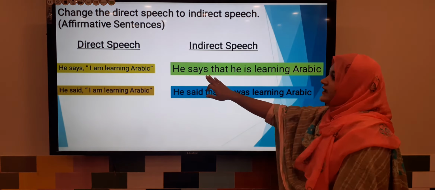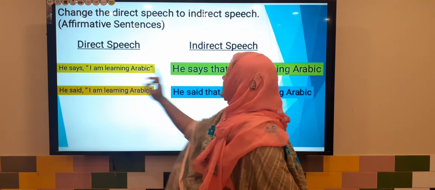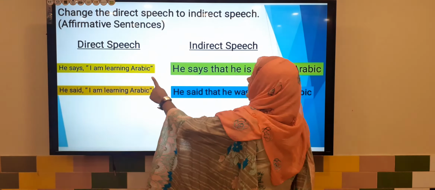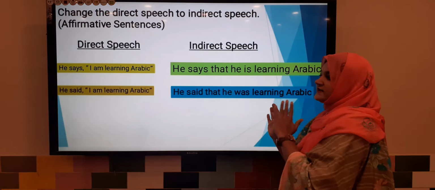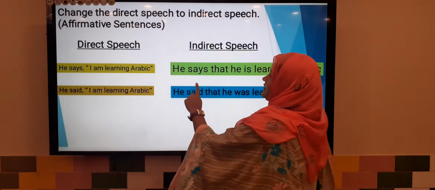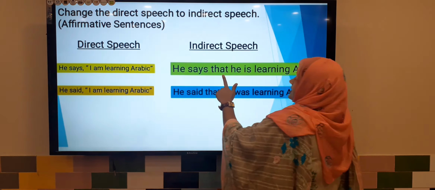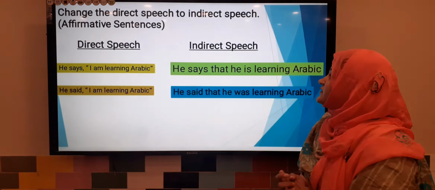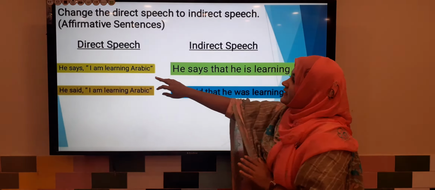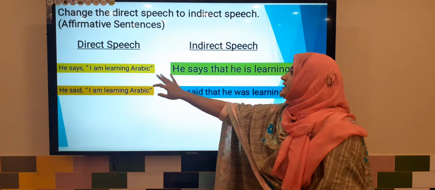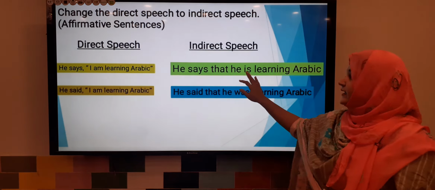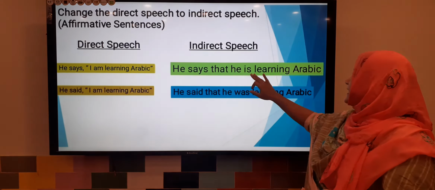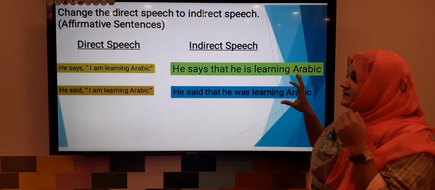He says, okay, we will remove inverted commas and place that in the affirmative sentence. If we are going to change direct into indirect speech, first notice the difference. I have removed the inverted commas and I have written that instead of the inverted commas over here. So he says that, I am reporting someone else's words. Okay, he says that he is, he is singular. So I am going to use is with he. He is learning Arabic. Have you seen the change?